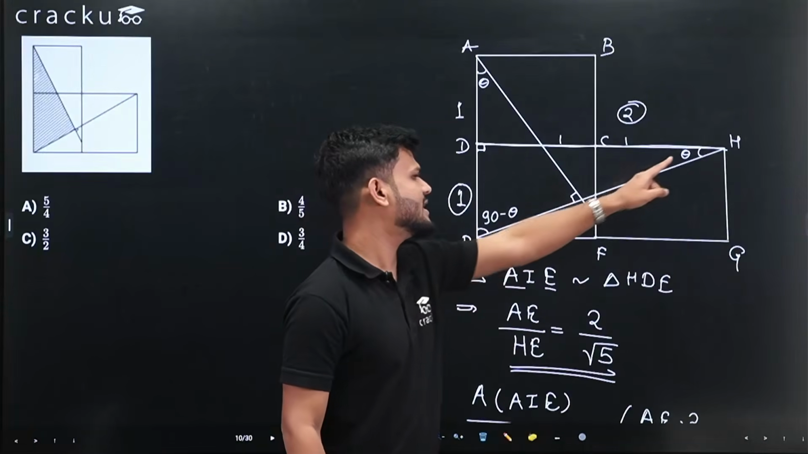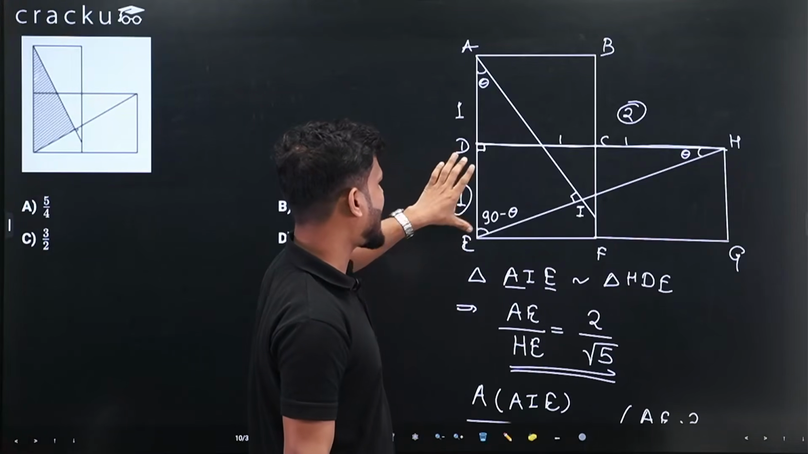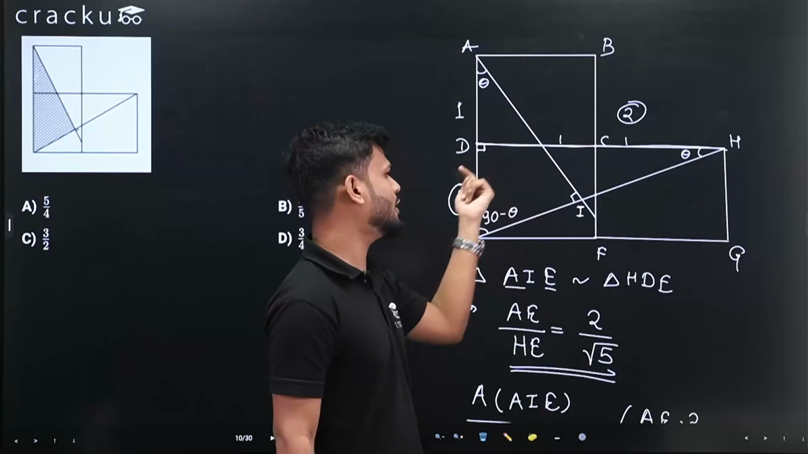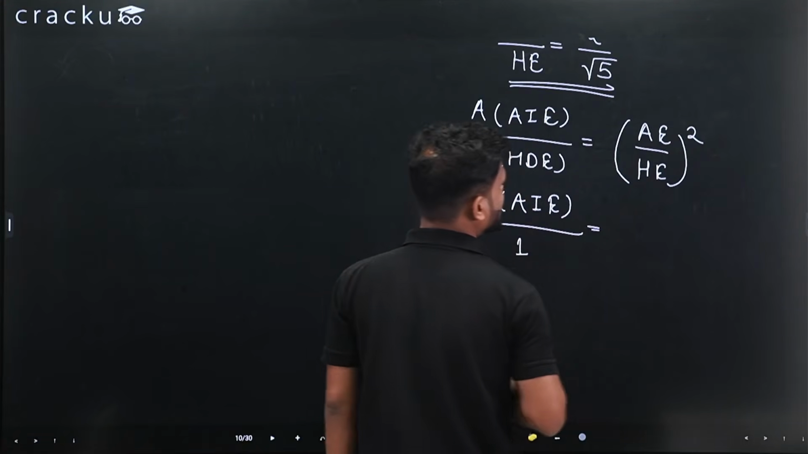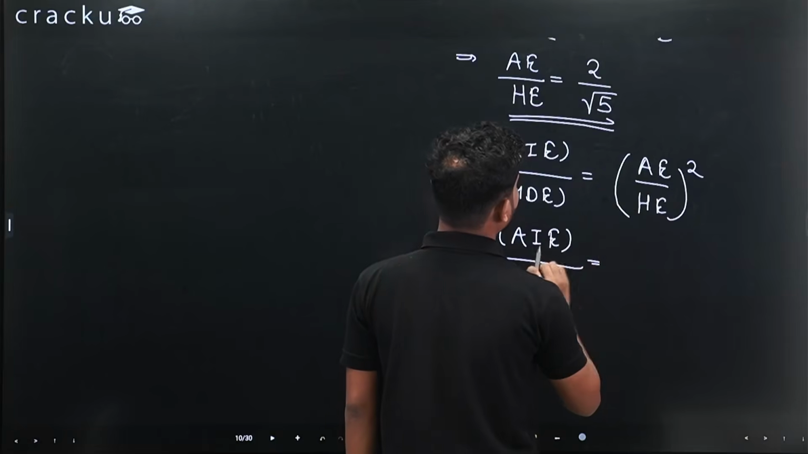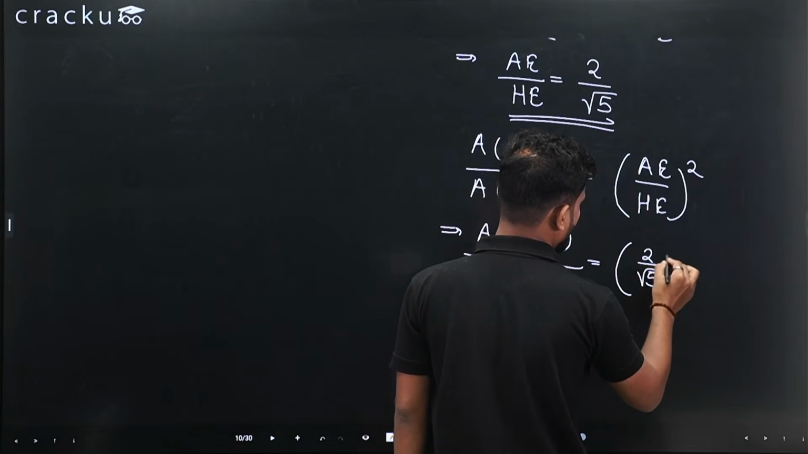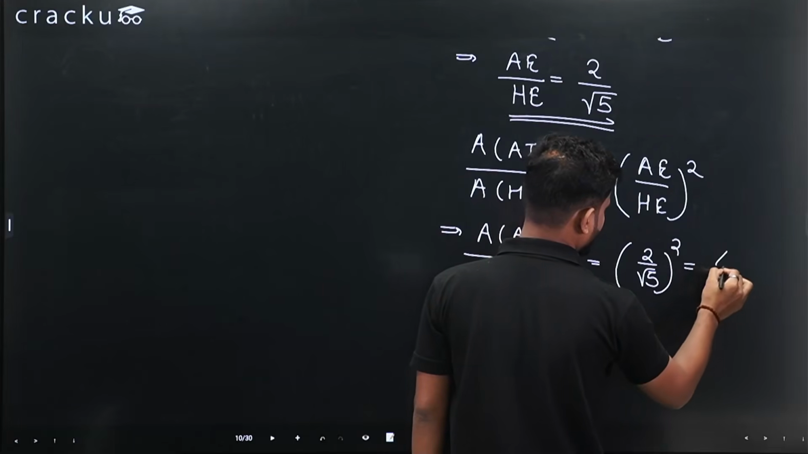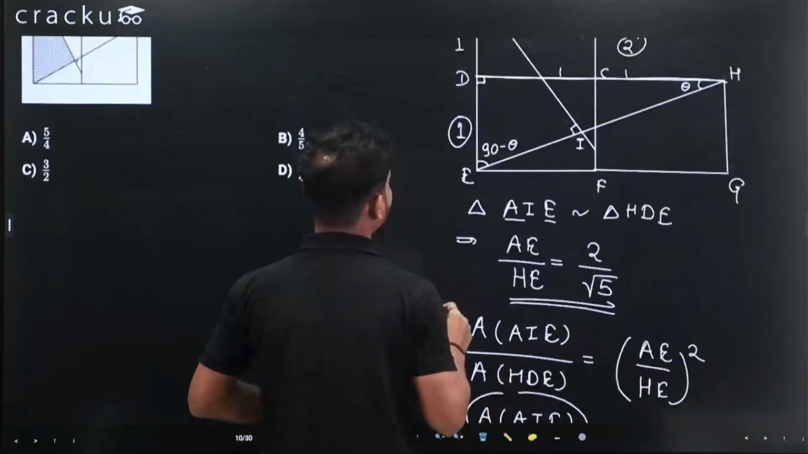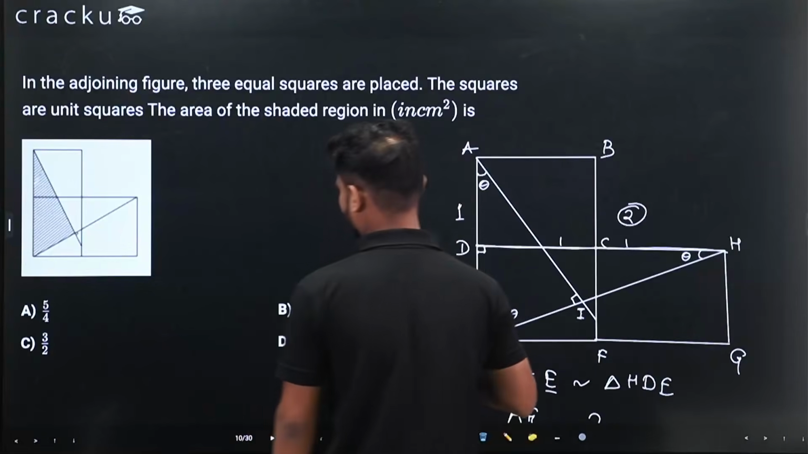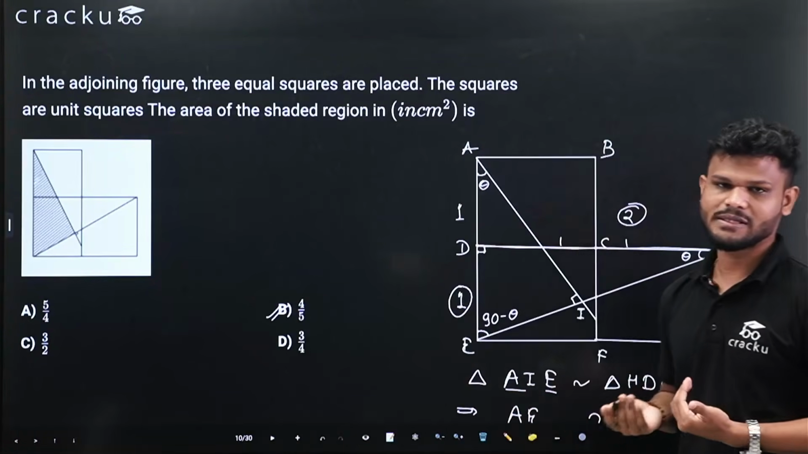What is the area of HDE? It is a right angled triangle, so 1 by 2 into height into base. So 2 into 1 into 1 by 2 is 1. This is equal to AE upon HE, which is 2 upon root 5 whole square, and this is nothing but 4 by 5. So the area of triangle AIE, which is nothing but the shaded region, is 4 by 5 and given in option number B. This is how you can solve the question.